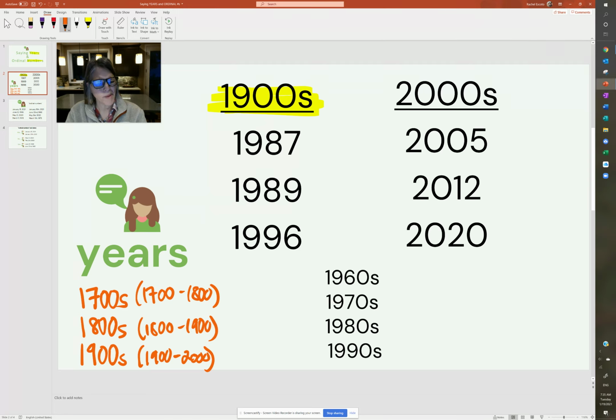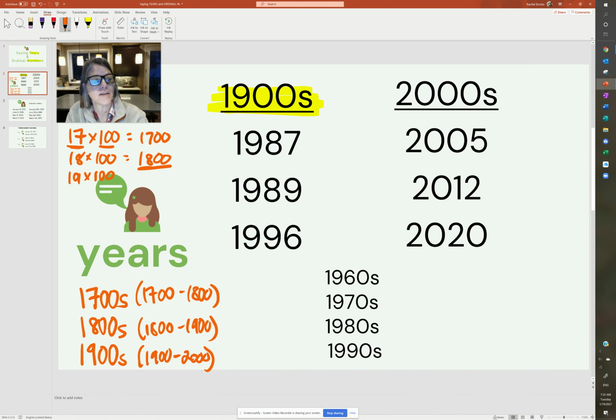Okay, but where am I getting 1700s, 1800s, 1900s? Well, 17 times 100 is 1700. That's why we say that. 18 times 100 is 1800. So we say that, okay? So this is 1900. The only thing is for the 2000s, we can't say 2000s. We only can say 2000.